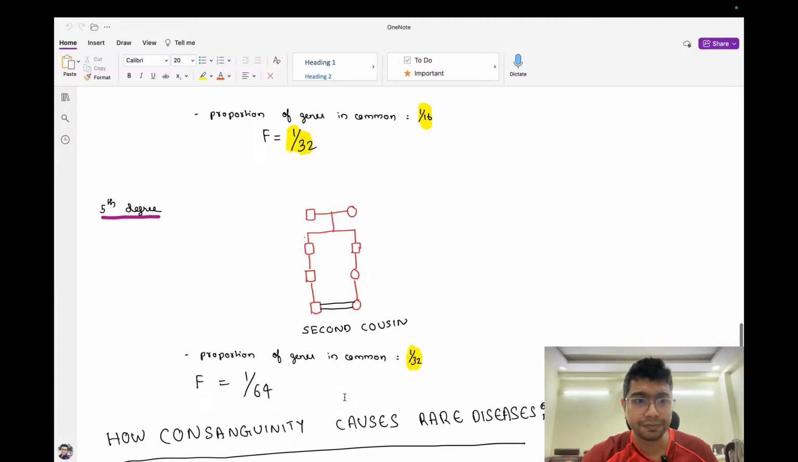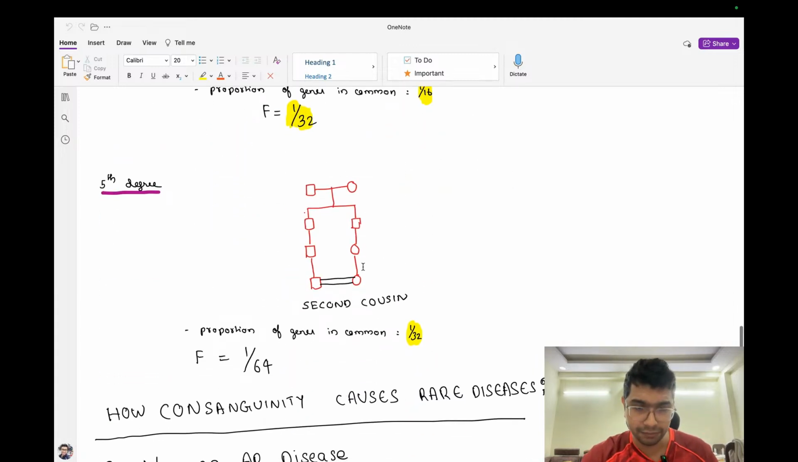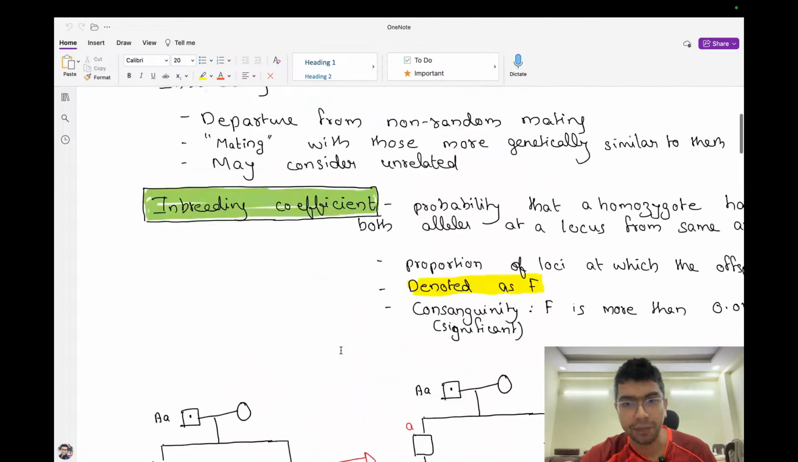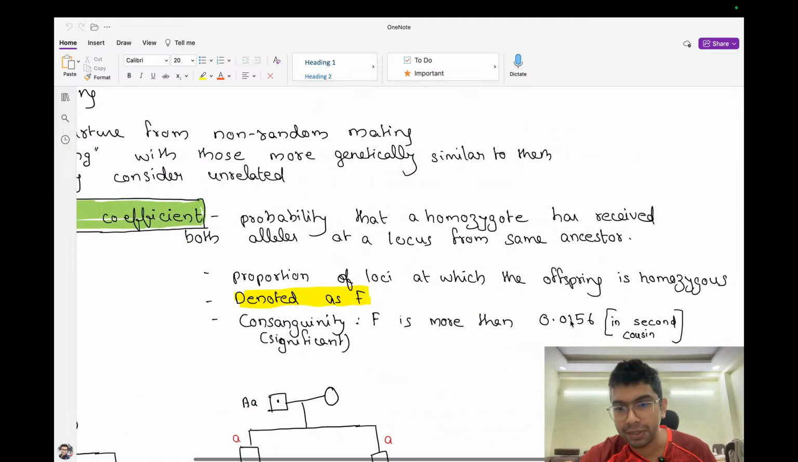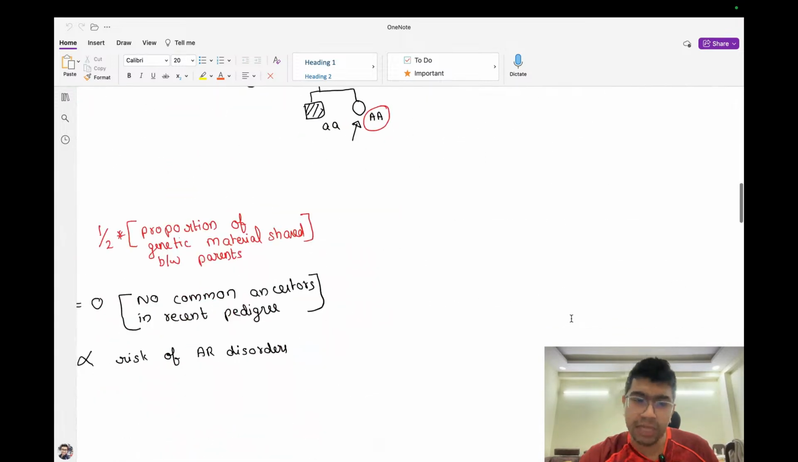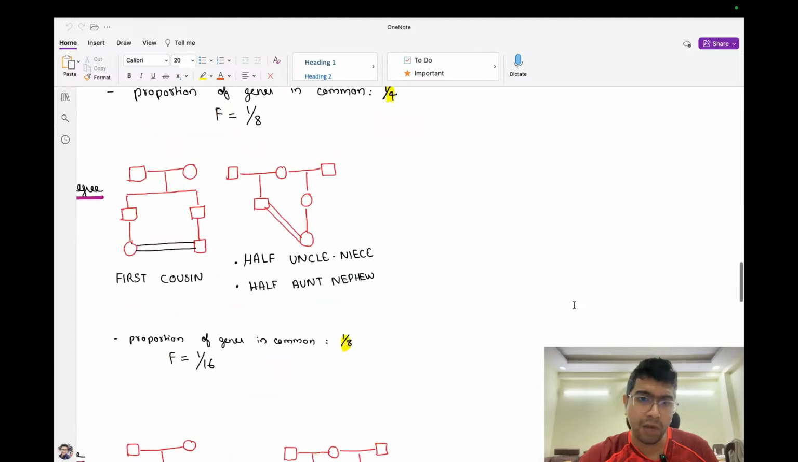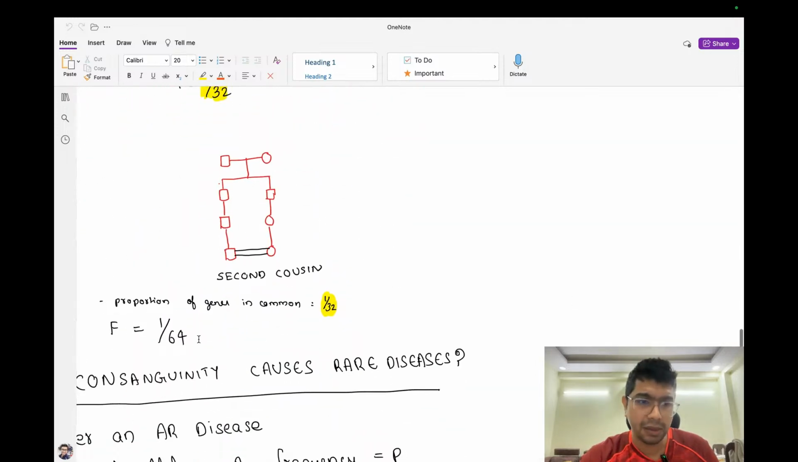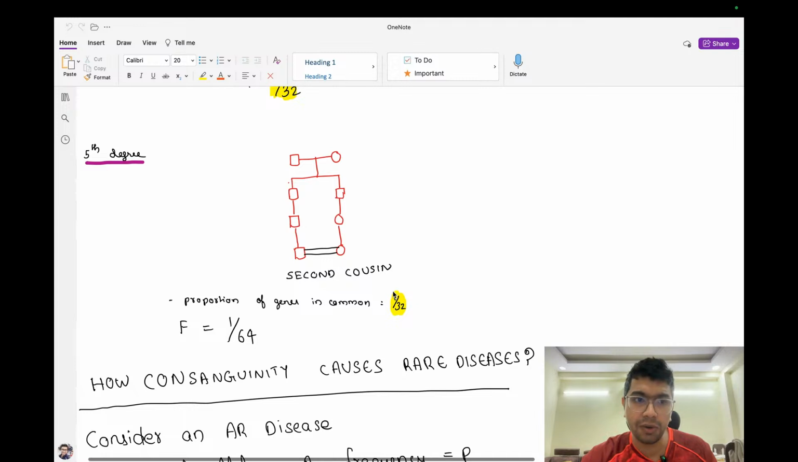Coming to the last degree of pedigree, that is fifth degree. These are the second cousins. So the common ancestor is one step further away. So the proportion of genes in common is 1/32 and F is 1/64. If you divide 1 by 64, what will you get? You will get this value, 0.0156. So what is the significance of this value? So when the inbreeding coefficient is 0.0156, or in other words, the proportion of genes in common is 1/32, it's called fifth degree.